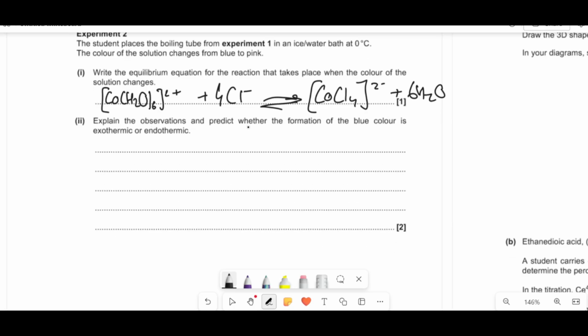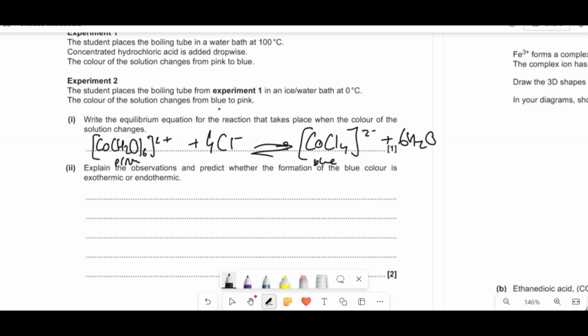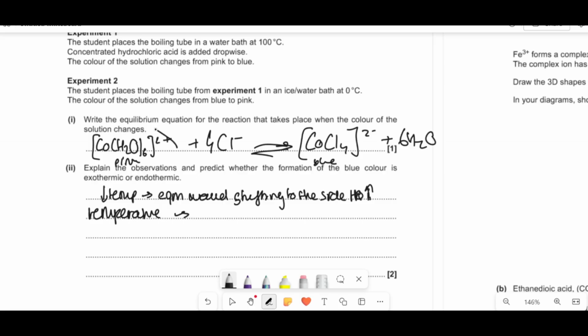Then it says, explain these observations and predict whether the formation of the blue color is endothermic or exothermic. So here, this is pink, and this is blue, right? So if we have a look, they've done this boiling tube thing here, and it's gone blue. So it started off blue, they've then cooled it down, and then it becomes pink. So what they've done then is if they're cooling it down, they are decreasing the temperature, aren't they? So a decrease in temperature means that this equilibrium would counteract the change by shifting to the side that increases temperature. Right? It's always helpful to point that out because then it makes sense. Here, you can see that it's gone from blue to pink, right? Which means it does this by shifting to the left.